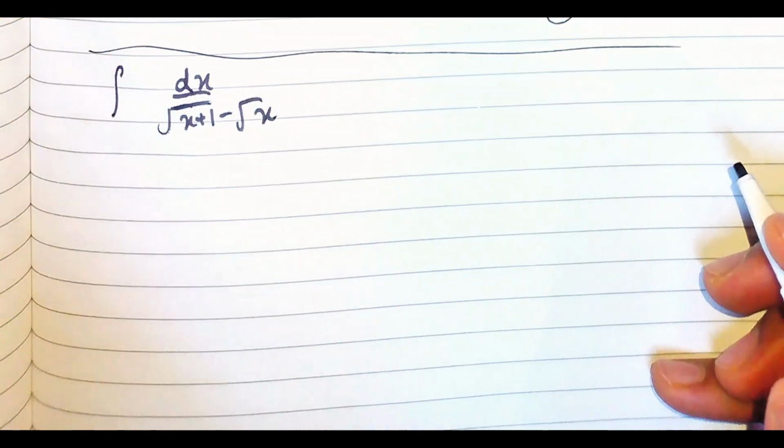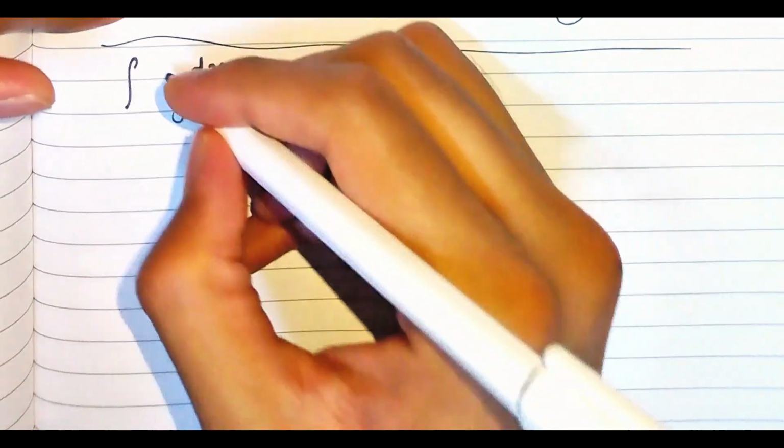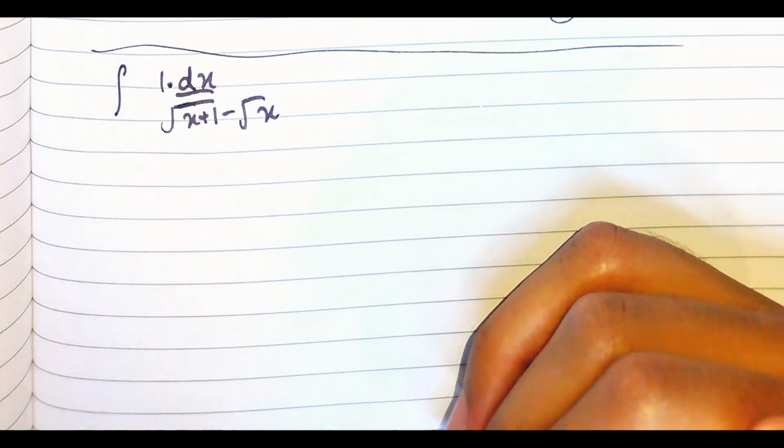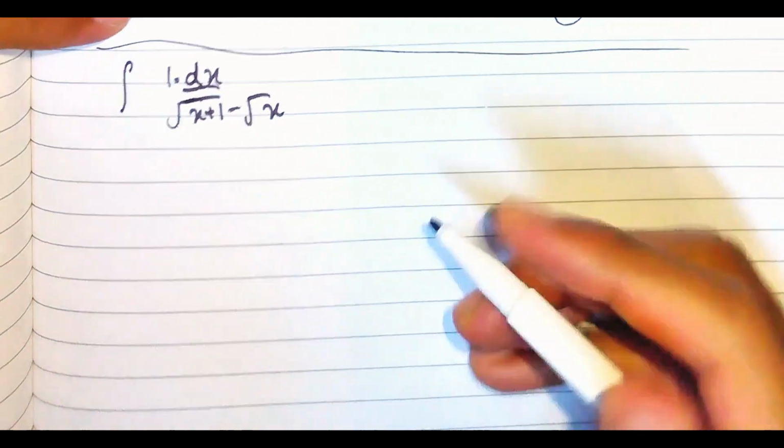Okay, so guys, in this video, we have to find the integration of 1 divided by square root of x plus 1 minus the square root of x. So the first thing we need to do is to rationalize the denominator. Okay, so how we can do that?